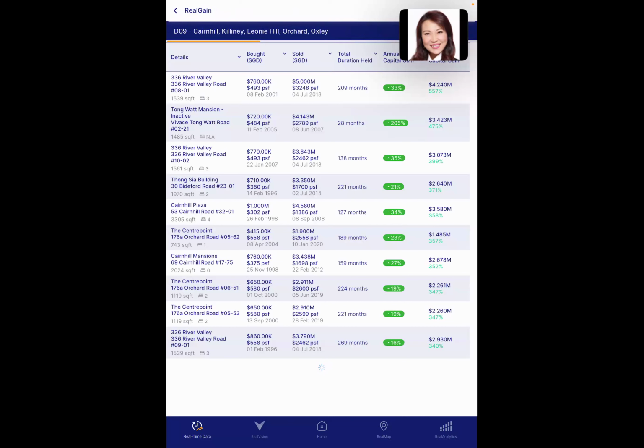So the highest earner would be 336 River Valley, 0801. Bought at 760K, sold at 5 million, earning 557%. For this 336 River Valley Road, there are already two highest earners. Dong Wat Mansion is inactive, which means no more. Cairnhill, Centrepoint, Cairnhill, all these will be the highest earners in D9.